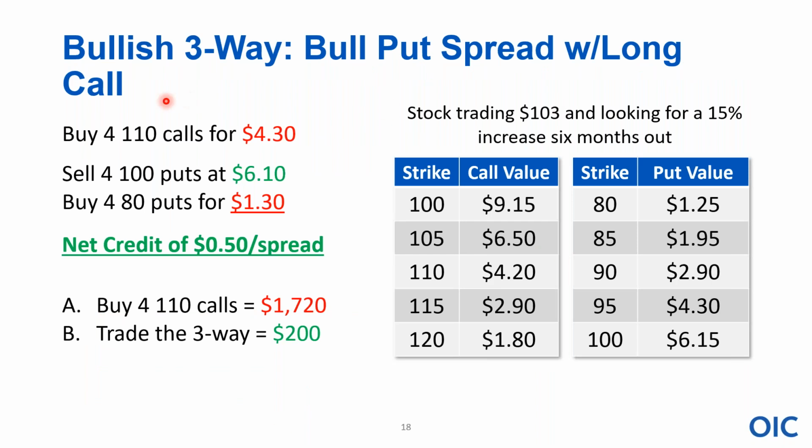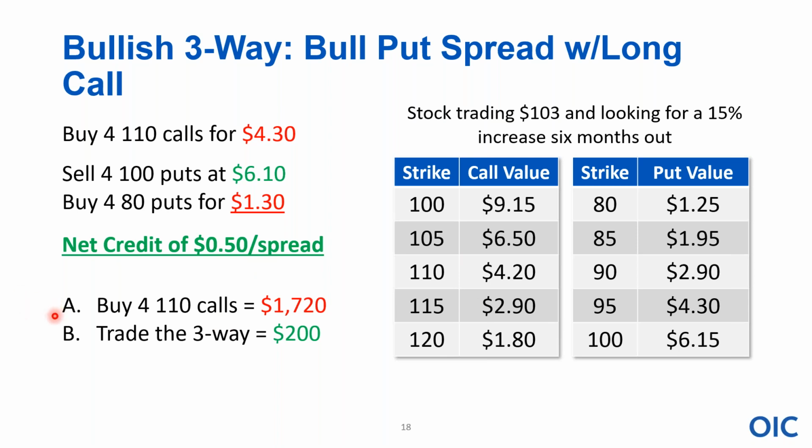Here's our example. The three-way: buying 4 of the 110 calls, and we're just picking prices off of here and getting execution prices that are close to the values we retrieved on our calculator. So buying 4 of the 110 calls for 4.30, selling 4 of the 100 puts, and buying 4 of the 80 puts, and doing that spread for a $4.80 credit. That leaves us with a net credit of 50 cents to do this whole three-way.